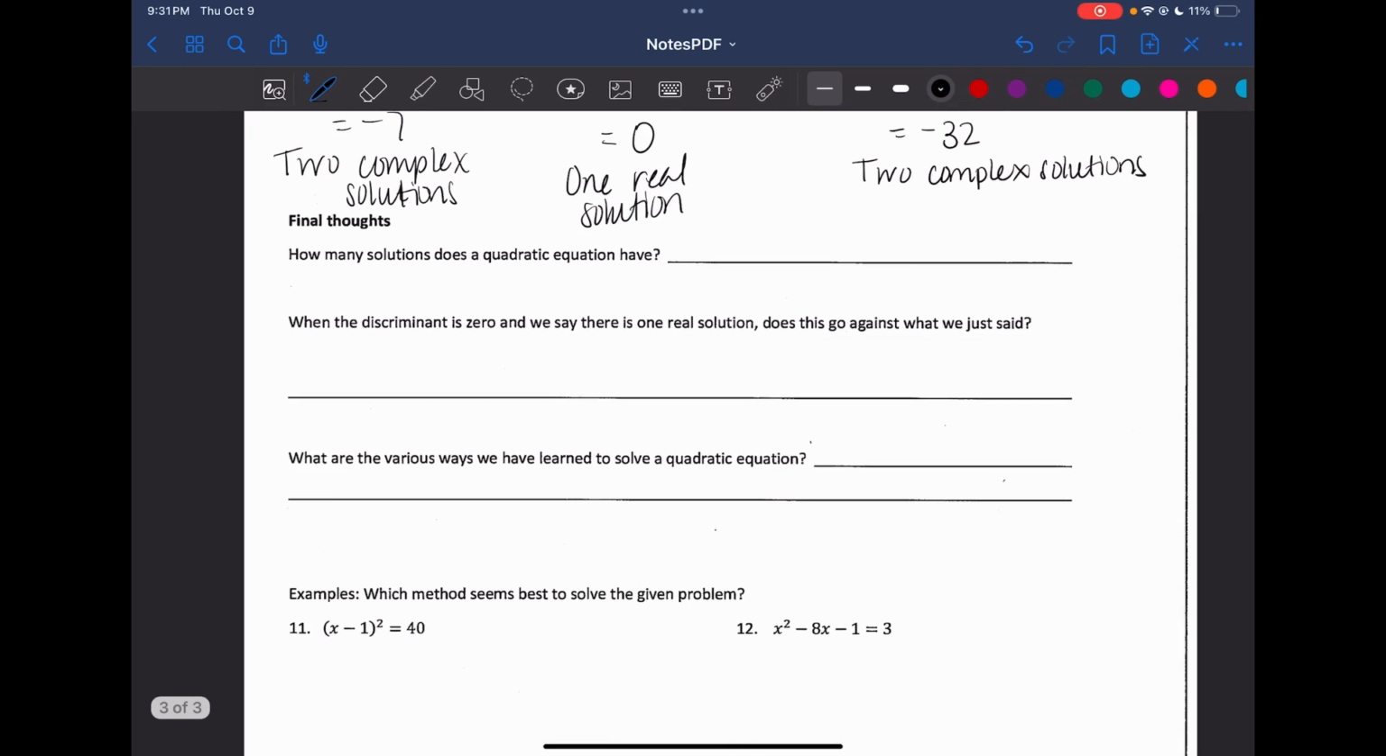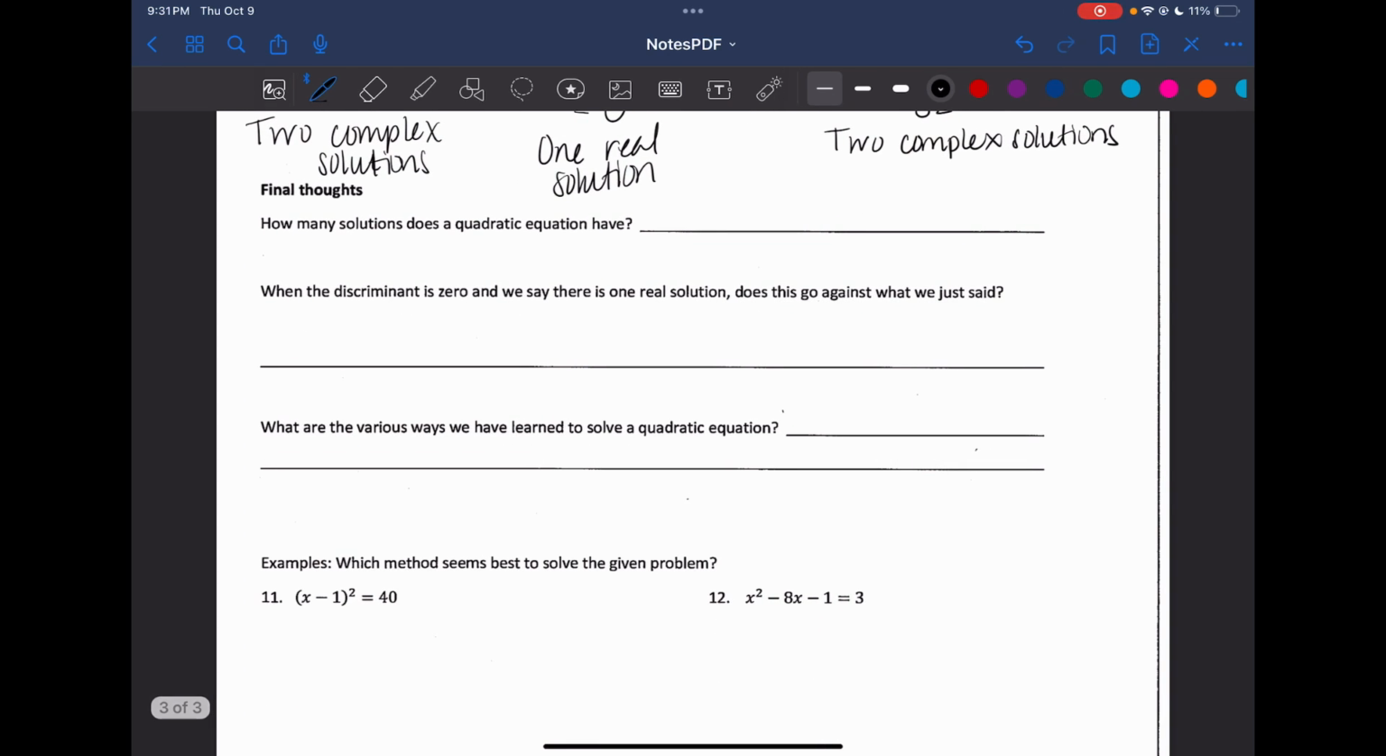So to summarize some thoughts from the majority of this unit, how many solutions does a quadratic have? Well, we've definitely seen 2 complex and 2 real solutions. So in general, there really are 2 solutions to every quadratic. So what does that mean when the discriminant is 0 and we say that there is only one real solution? Is this really going against what we said? Well, no, it's not. What is happening there is that the root, or the solution, is being repeated.